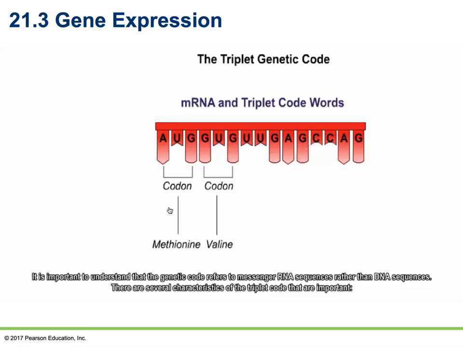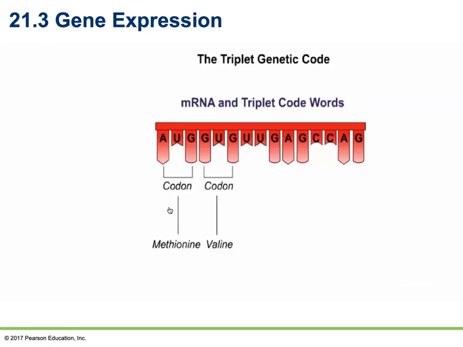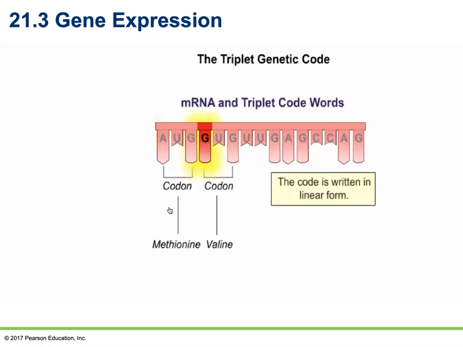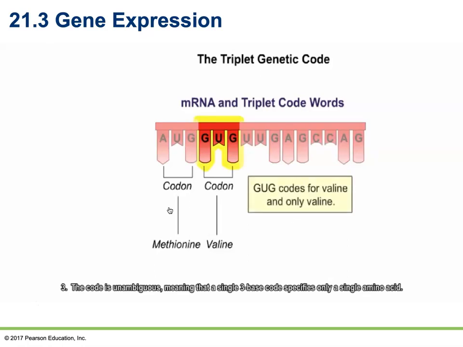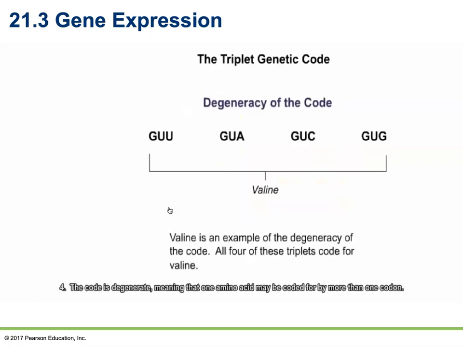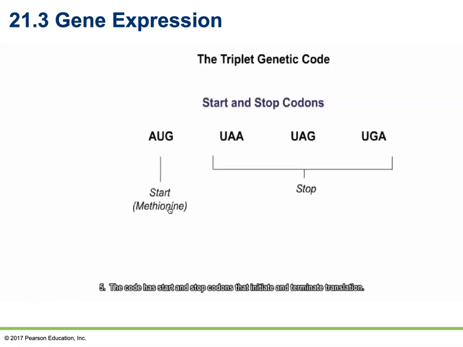There are several characteristics of the triplet code that are important. 1. The code is written in linear form using mRNA bases as letters. 2. Each word is composed of 3 letters. A group of 3 letters is called a codon. 3. The code is unambiguous, meaning that a single 3-base code specifies only a single amino acid. 4. The code is degenerate, meaning that one amino acid may be coded for by more than one codon. 5. The code has start and stop codons that initiate and terminate translation.